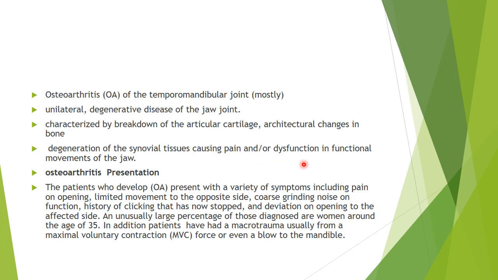These are all the signs and symptoms we could demonstrate in osteoarthritis. Sometimes an unusual percentage of these types of patients are female. In addition, the patient may have had a microtrauma, usually from maximum voluntary contraction force, or sometimes they may complain of a blow to the mandible. If we take a history, we could demonstrate that these patients have microtrauma, parafunction, or clenching for a long period of time. In addition, sometimes they have maximum voluntary contraction forces, or have been exposed to a blow to the mandible. This is considered to be the most common sign or symptom of patients with osteoarthritis, and how osteoarthritis is going to present to me.